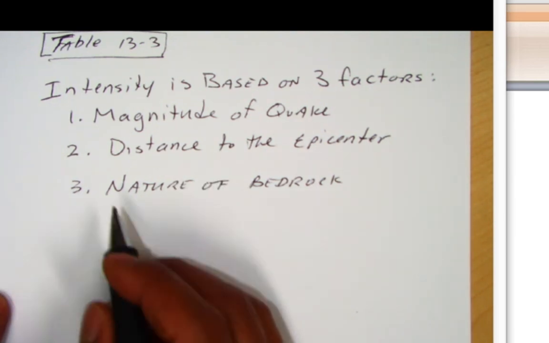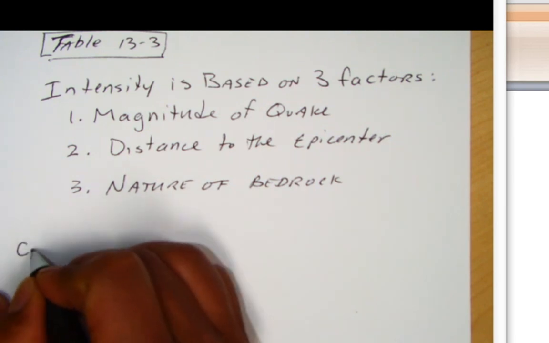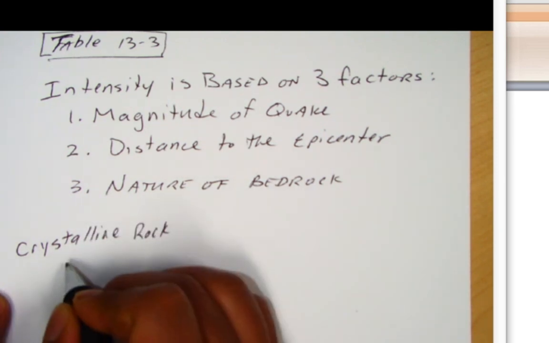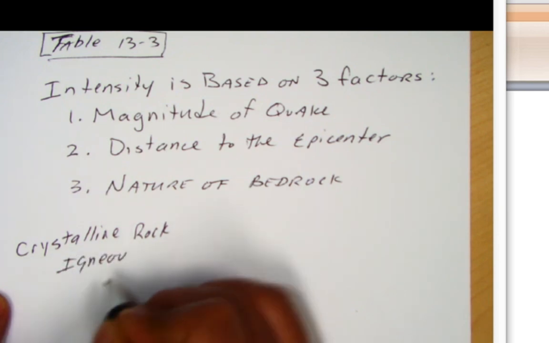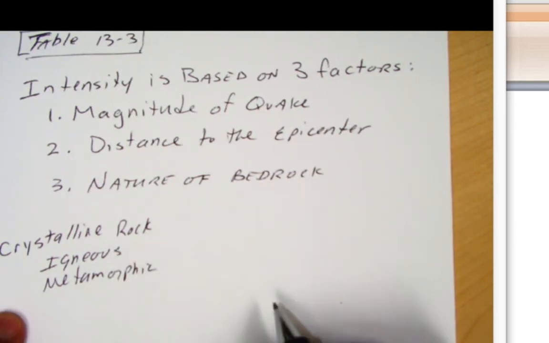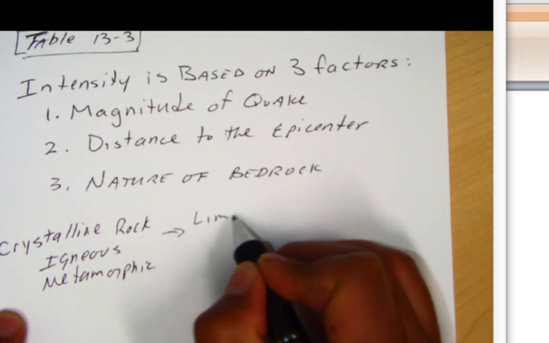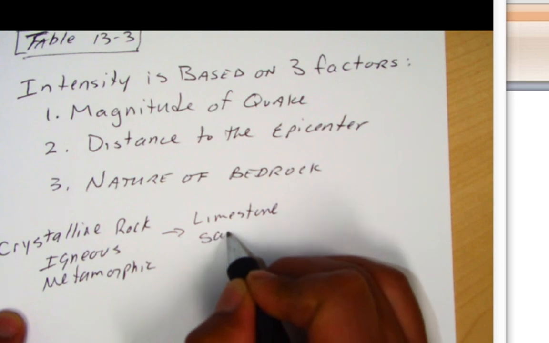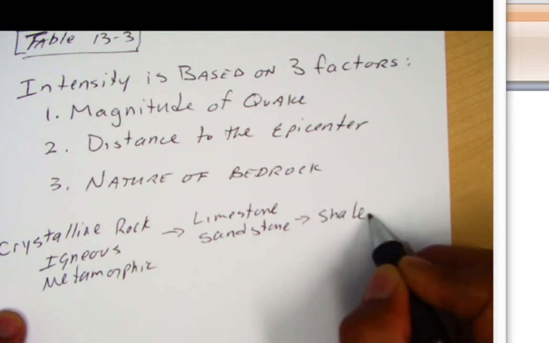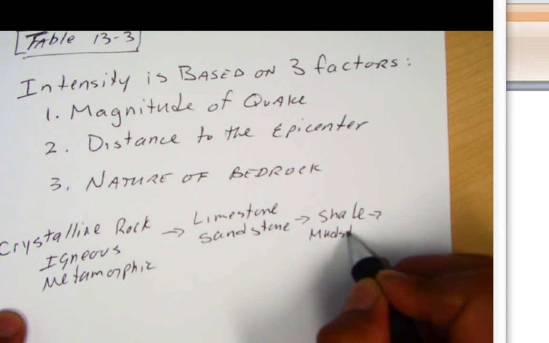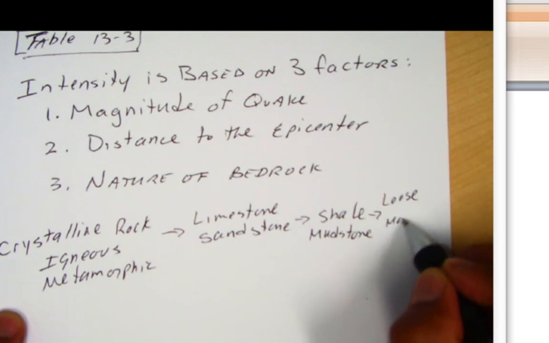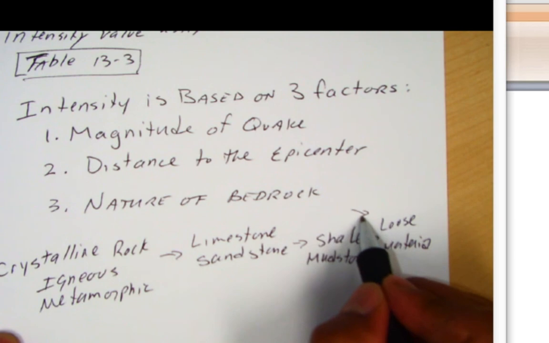One thing that can happen is we know that solid crystalline rock, that would be like metamorphic or igneous rocks, is hard. And then let's say we have some limestone and sandstone, so it's a sedimentary rock now. And then let's say over here we have some shale and mudstone as well. And then let's say we had some loose material here. Usually this loose material we call unconsolidated.